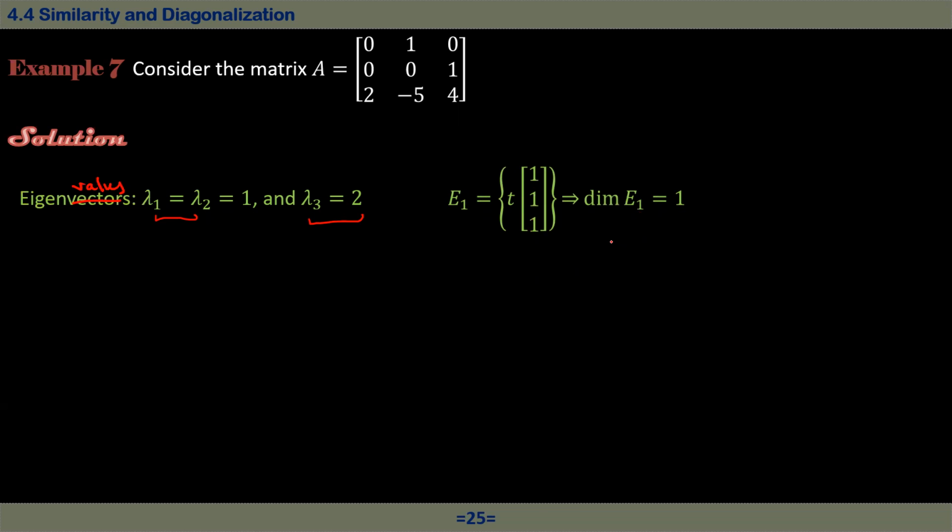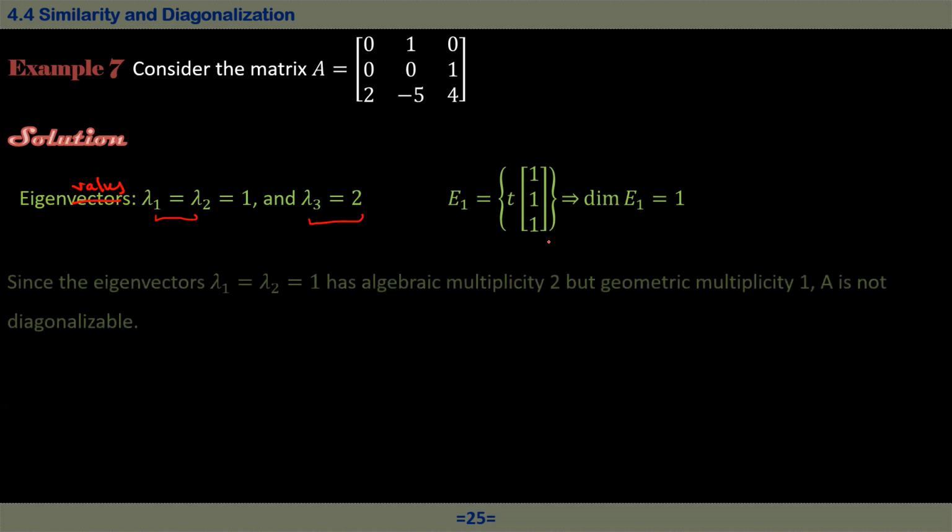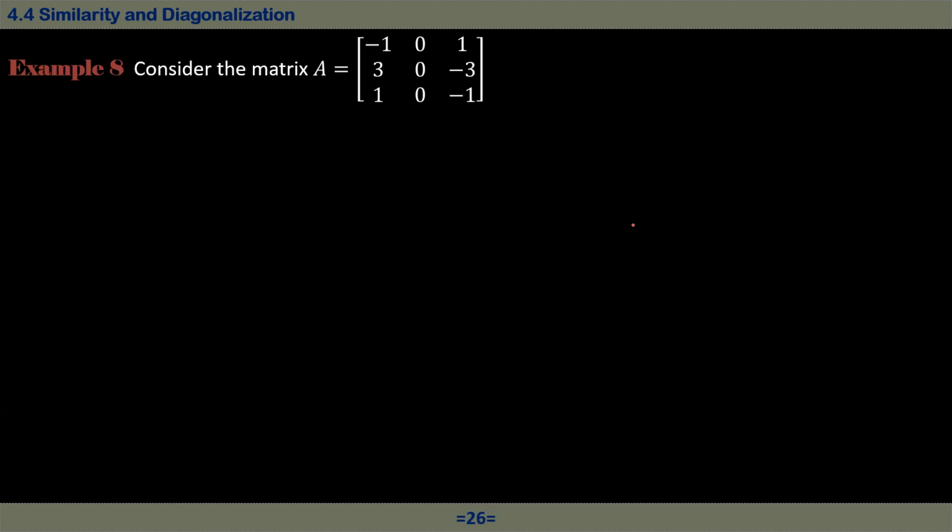Actually, that means that they are not equal, right? So now from here we can say that actually this matrix is not diagonalizable. Why? Because if it is diagonalizable, for each eigenvalue, its algebraic multiplicity must be equal to the geometric multiplicity of that eigenvalue. Consider another matrix here.